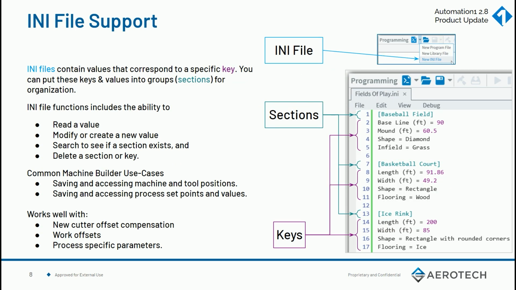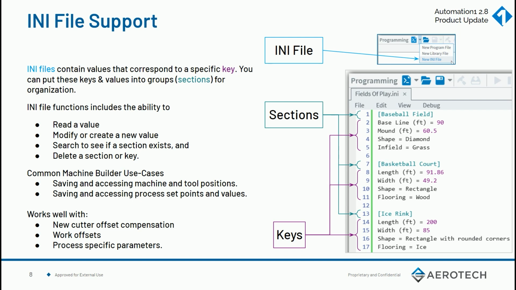Now fully supported is I files. I files contain values that correspond to a specific key. You can put these keys and values into groups or sections for organization. And I file functions include the ability to read a value, modify or create a new value, search to see if a section exists, and delete a section or key. These are AeroScript functions inside of the controller.